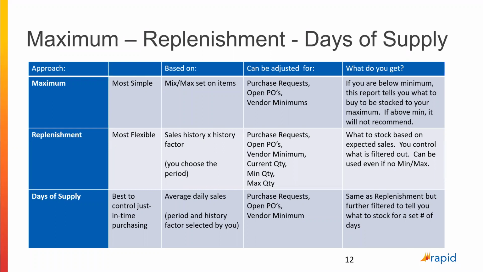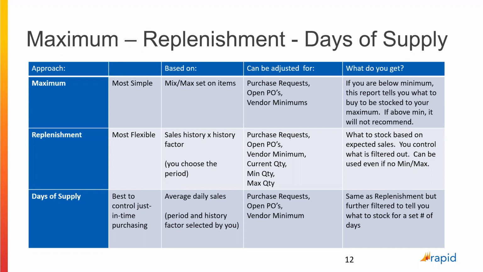Okay, with our replenishment and days of supply, these two are more similar to each other than they are different. For replenishment, we'd consider this the most flexible, and this one is based on your sales history. Okay, and a history factor, which we'll get to in a couple minutes here. You'll notice that the replenishment approach can be adjusted for everything that the maximum approach can be adjusted for, but it can also take into account current quantity. And if you've set that min and max quantity, that can be taken into account as well.